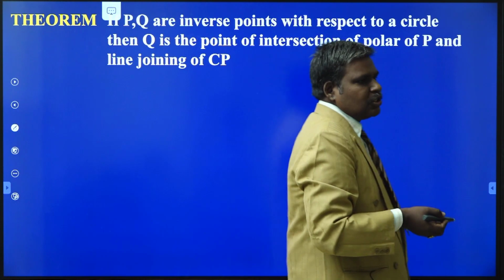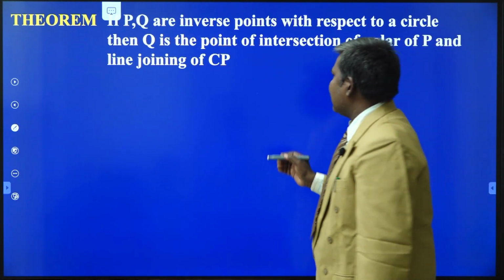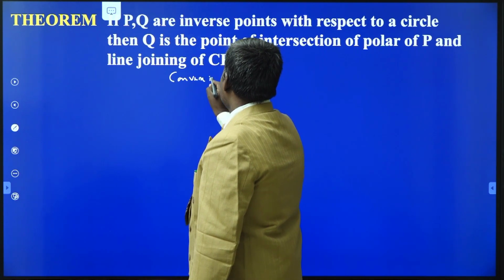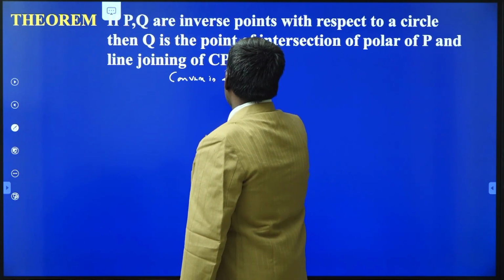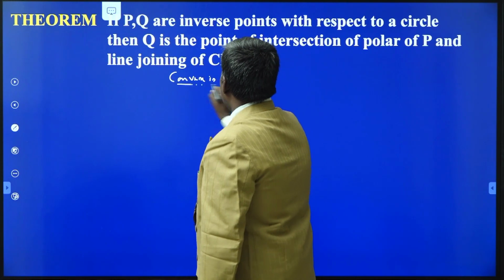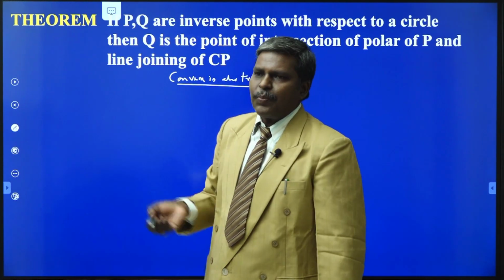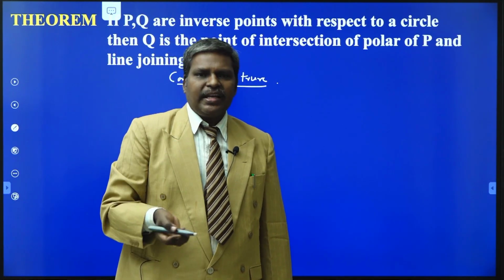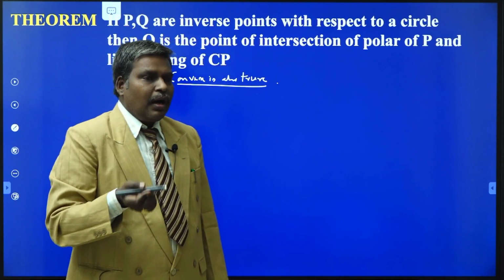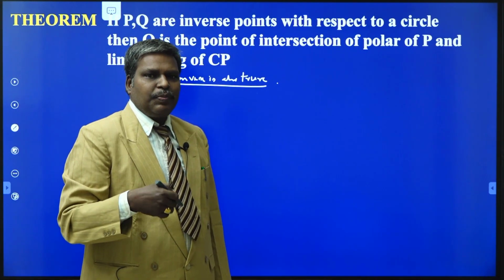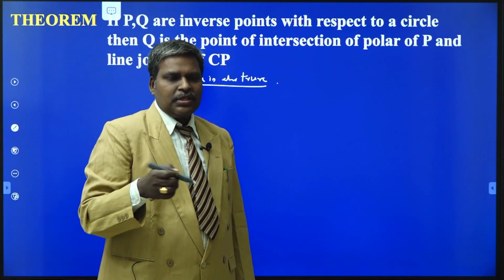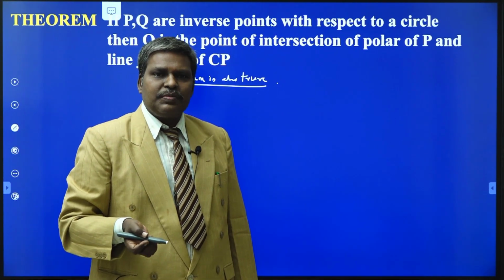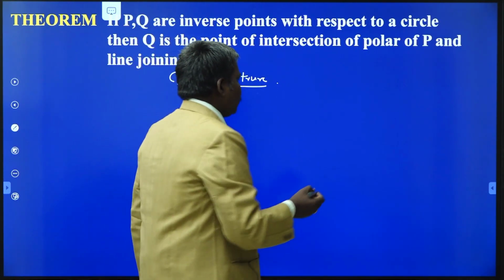This converse is also true, my dears. So the converse is also true. Q is the point of intersection of the polar of P with respect to a circle. Then we have to show that C, P, Q are collinear, CP into CQ equal to r square, and P, Q are on the same side of the center of the circle. How to prove this one?